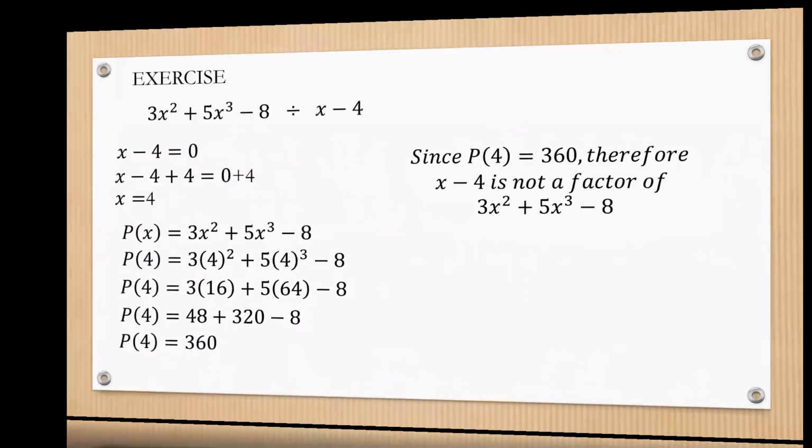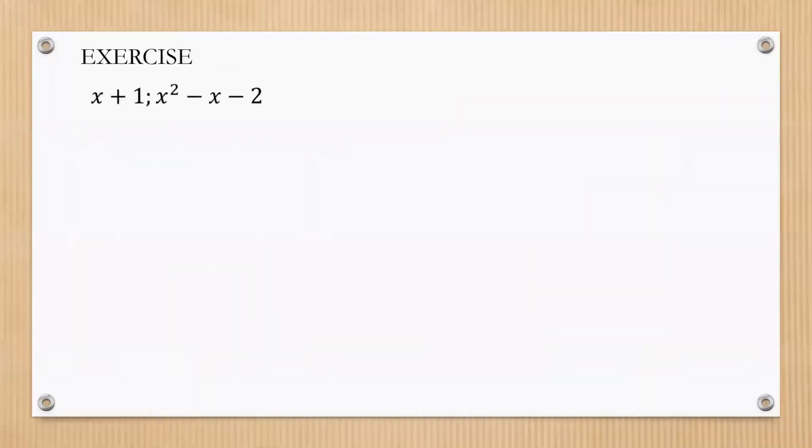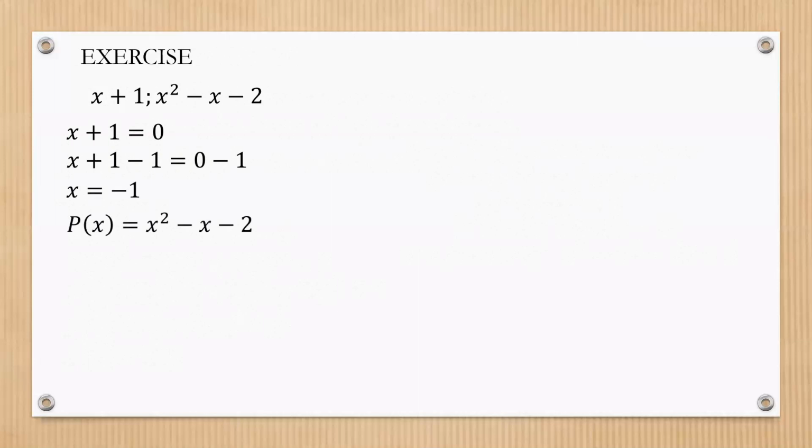Okay? So another example. So x plus 1. So notice x plus 1. So that's how you write it. There are problems written like this, right? So that is a division. So x squared minus x minus 2 divided by x plus 1. Again, let's test. So negative 1. So x is equal to negative 1. So since p of x is equal to x squared minus x minus 2, substitute the value of x. So this is p of negative 1. So negative 1 squared minus negative 1 minus 2.